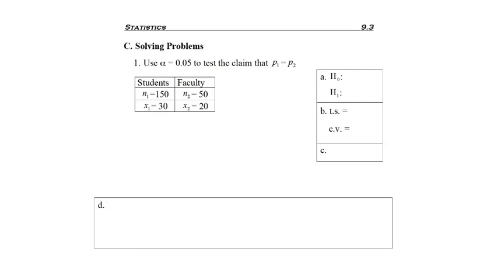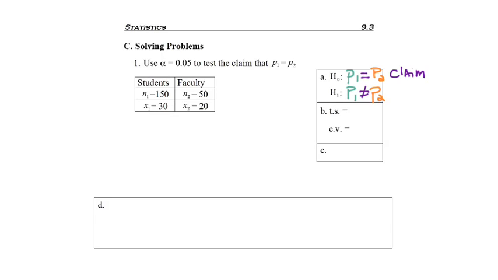Okay, so solving an example, use alpha at the 0.05 level to test P1 equals P2. Well, we can just start off with H0 and H1. We know we've got our P1 and P2 populations. We know H0 can only be equals. And going back, we're testing the claim that P1 equals P2. So actually, H0 is our claim. And so for H1, the alternate hypothesis, we need to use not equals.